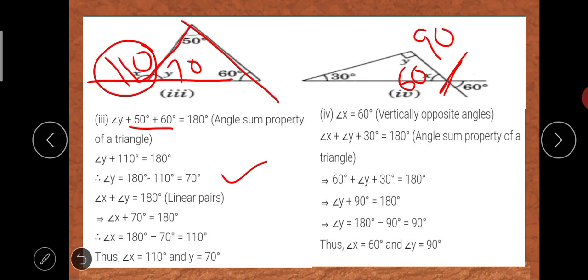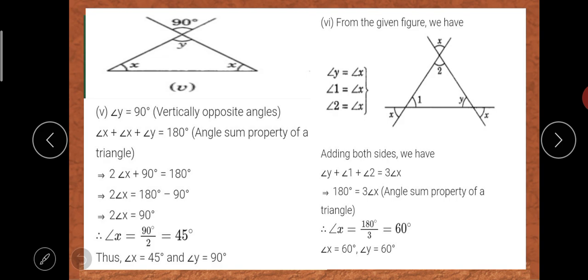So no need to find, just check it. 30 plus 60 plus 90 equals to 180. Okay, so here if you writing the value of y, it is not given, but actually this angle shows that it is 90 degree. But if you doing the addition of 30 plus 60, we will get 90 plus y equals to 180. So when we subtract here, again we will get 90 degree. Okay, so value of x is what? 60 and value of y is what? 90 degree.